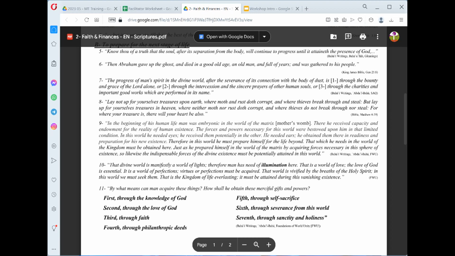7. The progress of man's spirit in the divine world after the severance of its connection with the body of dust is 1. Through the bounty and grace of the Lord alone, or 2. Through the intercession and the sincere prayers of other human souls, or 3. Through the charities and important good works which are performed in its name. That's from the Baha'i writings.